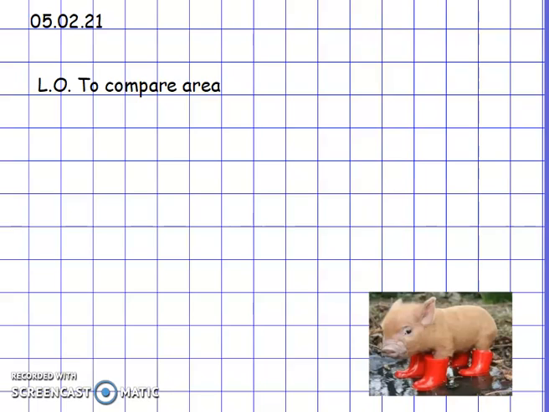Pause the clip and write today's short date and learning objective. To compare area. Please make sure you're writing this neatly in your maths book, ready to do your work underneath. I hope the little animal picture makes you smile. Press play when you're ready to start your learning.